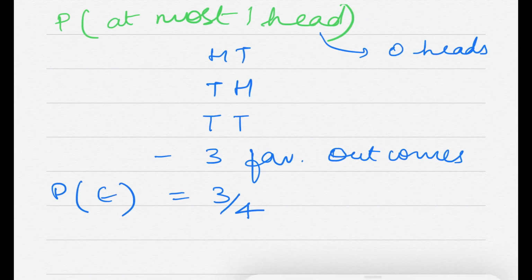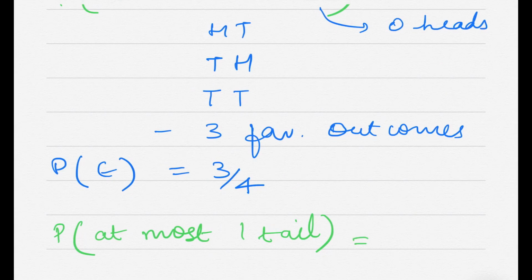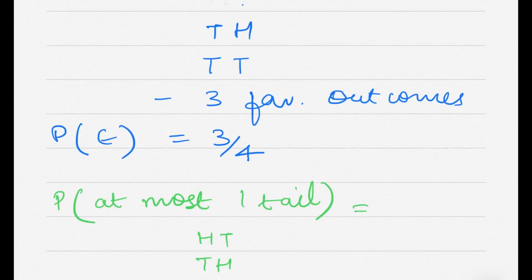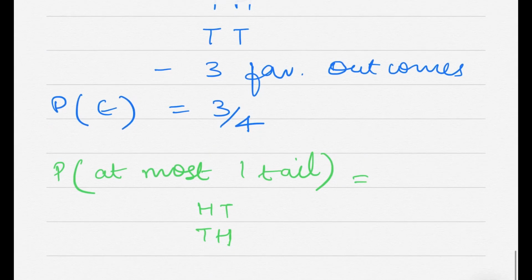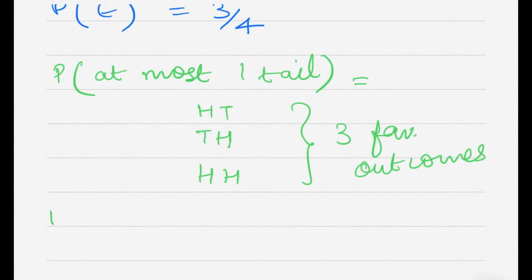Okay, similarly if we move to the next part, they ask the probability of at most one tail. So similarly, what will be my outcomes? Head tail head, and at most one tail, maximum of one tail, right? So it can have 0 tails, so it can be head also. So what are my favorable outcomes here? 3 favorable outcomes here. So now my probability of this event will also be equal to 3 by 4.